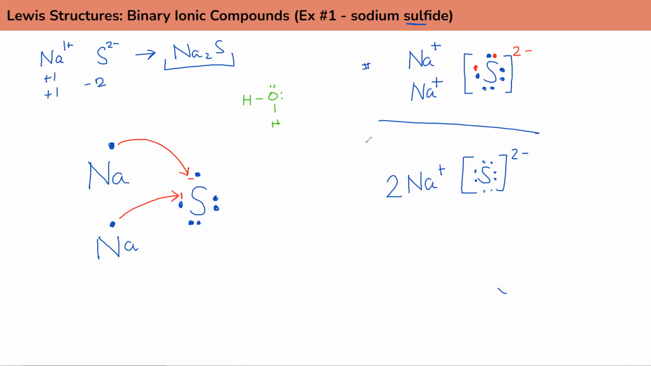Option number 1 is correct. Option number 2 is correct, as long as you have the charges, because that's what holds them together. And you do not have lines, because lines imply shared electrons. So we're going to do one more example here.